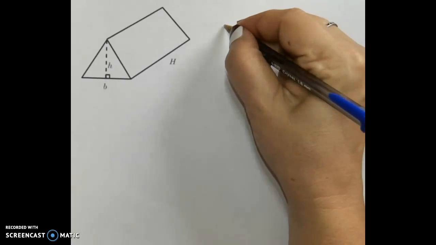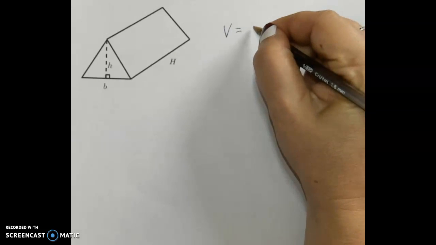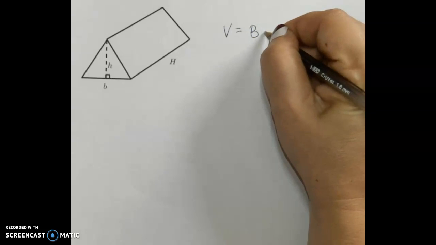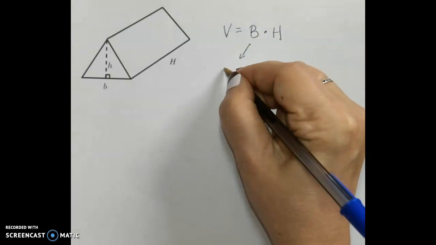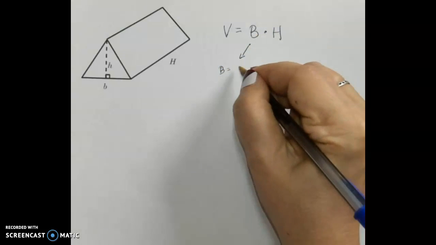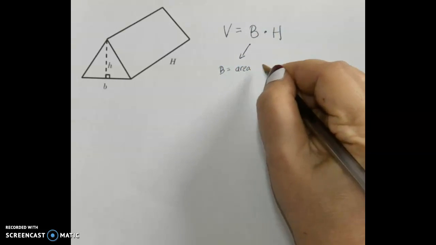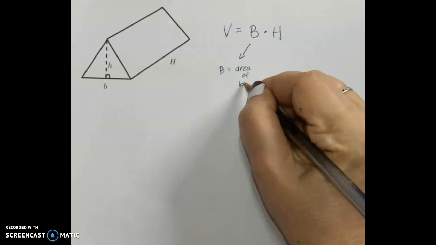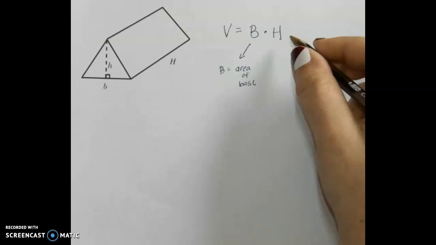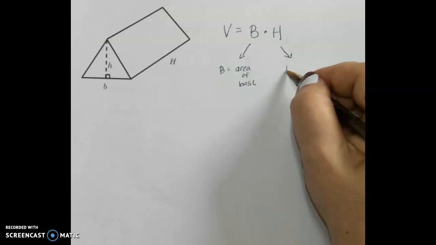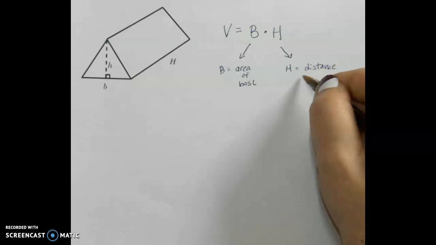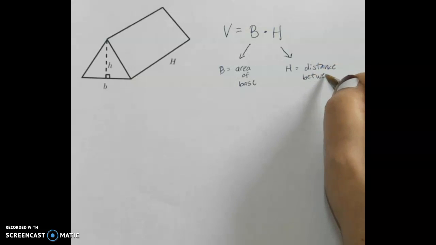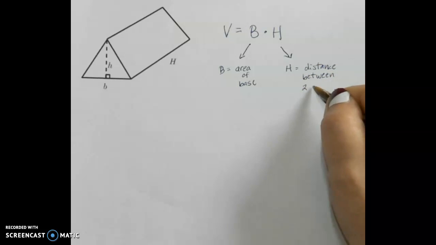So some specific things to write down for your notes. The formula: V is equal to capital B times capital H. Let's write down that capital B is equal to the area of the base. Capital H represents the distance between the two congruent bases.